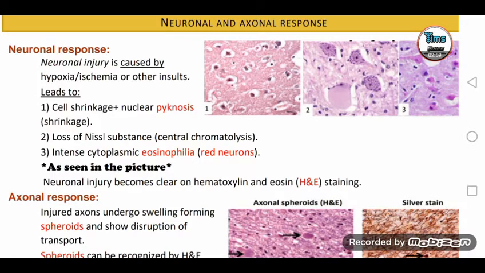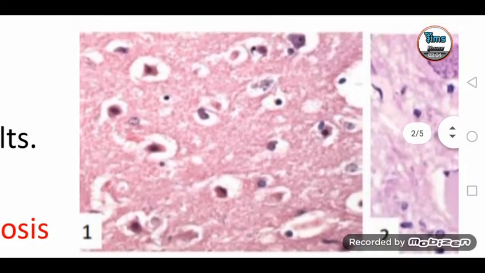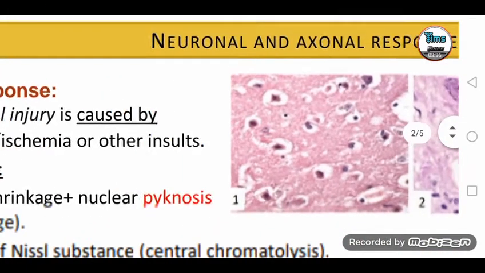As we can see in this very first picture, the nerve cells are a little bit smaller than usual, and you can compare it to the normal microscopic picture of neurons, as well as the nucleus. The nucleus is a little bit darker as a consequence of pyknosis, and it's a little bit smaller too than the usual. So first of all, the cell is smaller because it shrank, and the nucleus is a little bit darker and smaller as well. So this was the first reaction.